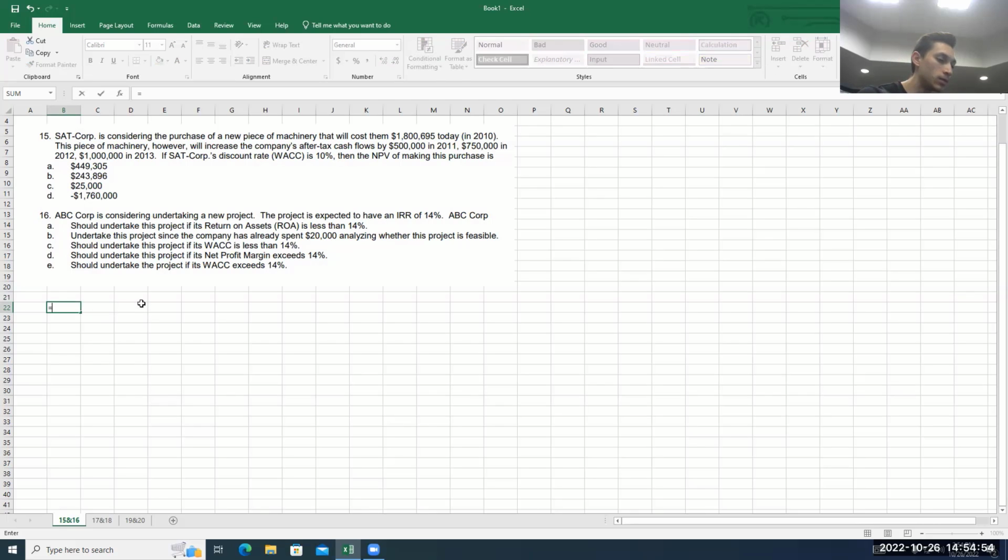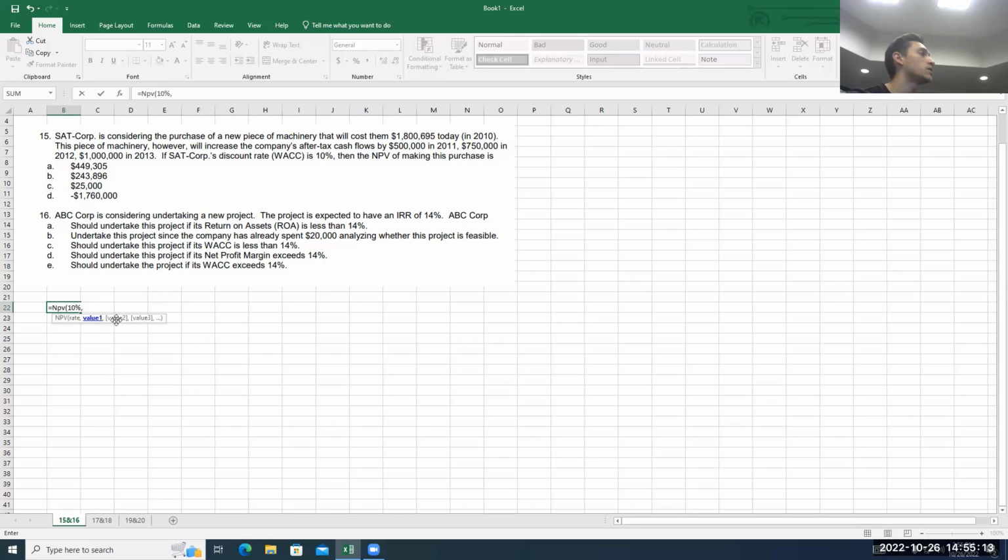If we go ahead and set up the NPV formula just to look at how it's going to look, this is what we're going to basically put in there. It starts with the rate. A rate is also given. If SAT Corp's discount rate is 10%, that's the discount rate. We can go ahead and just put that in.